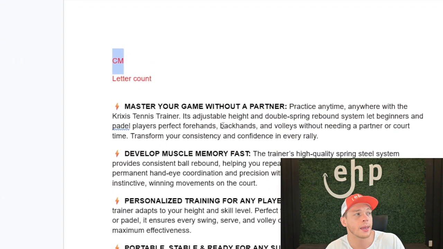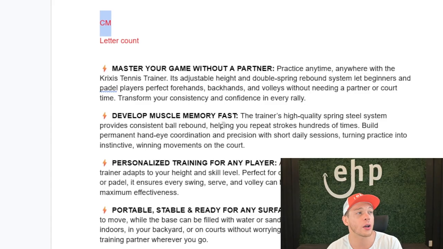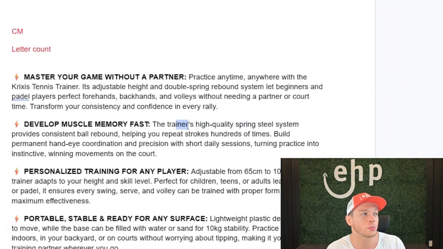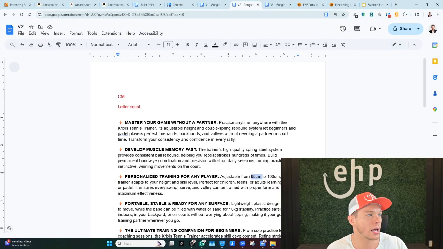has benefits. Master your game without a partner. Develop muscle memory fast. The trainer's high quality spring steel system provides consistent ball rebound, helping you repeat strokes hundreds of times. So it says how high quality the product is, right? Right here, the trainer's high quality spring steel system provides consistent ball rebound. It tells you what the product does and gives the benefit. That's what you want to do in your bullet points, right? And it still has centimeter.